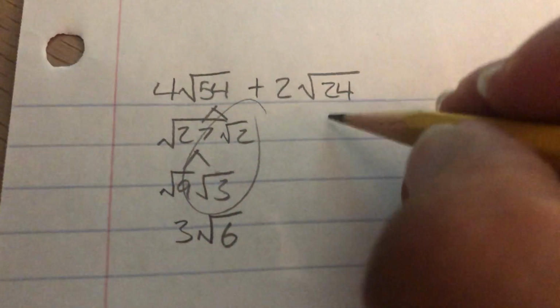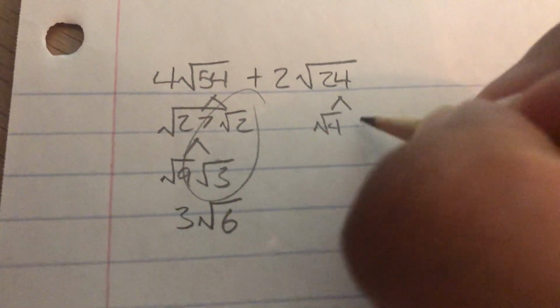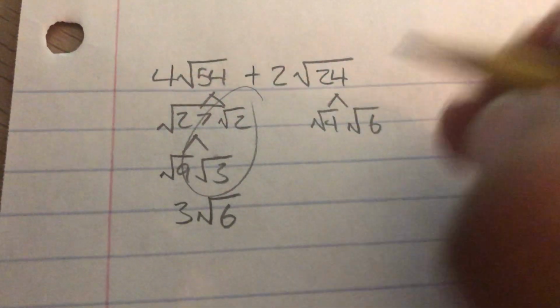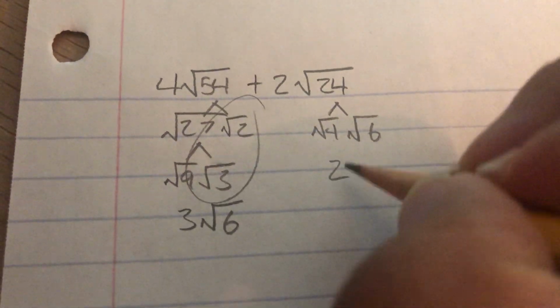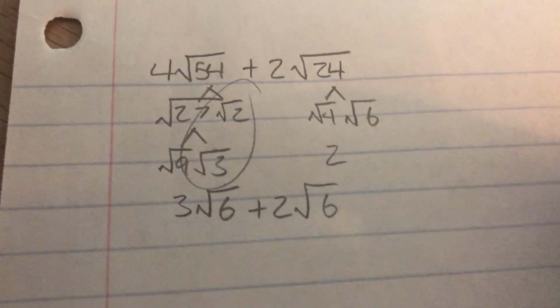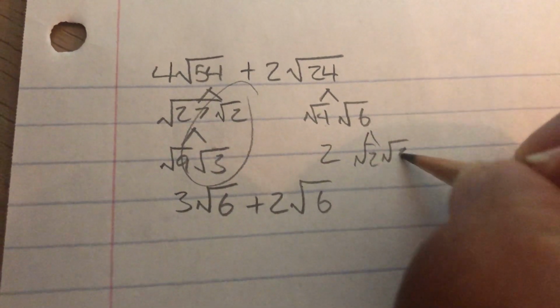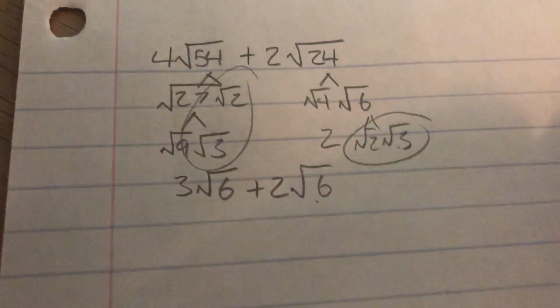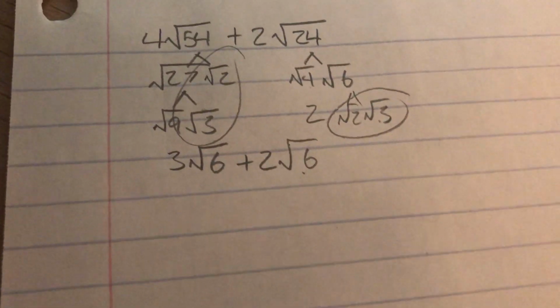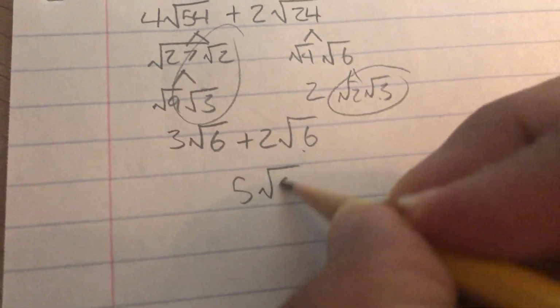The next one is square root of 24. Square root of 24 is square root of 4 times square root of 6. Again, I know square root of 4 is 2. So it's going to be plus 2 square root of 6 left over in the inside. Because this is going to become square root of 2, square root of 3, and that stays inside, so then it's square root of 6. Combine like terms, and you're going to get 5 square root of 6.